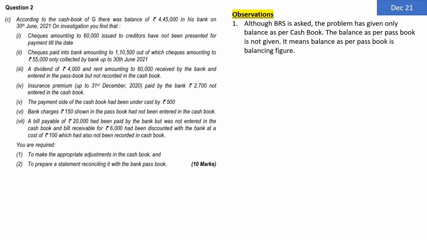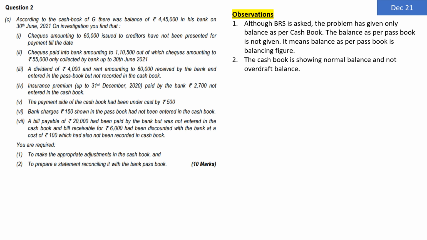In other words, you won't be in a position to tell yourself for sure whether your answer is correct or not immediately after the exam is over. You'll have to wait for the correctness of your answer till the date of result. If the problem had given you balance as per cash book and passbook both, then in the exam hall itself, you would have immediately understood whether your calculation is correct or wrong. Now you'll have to be more careful before solving the question.